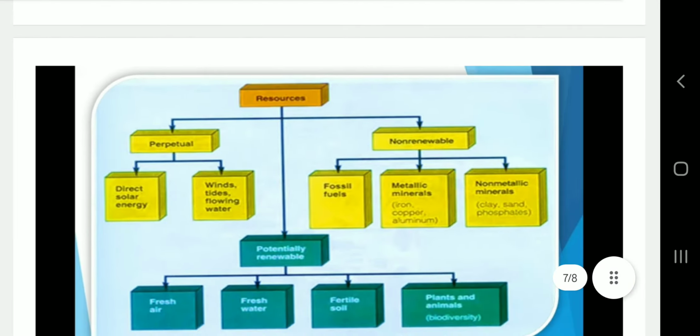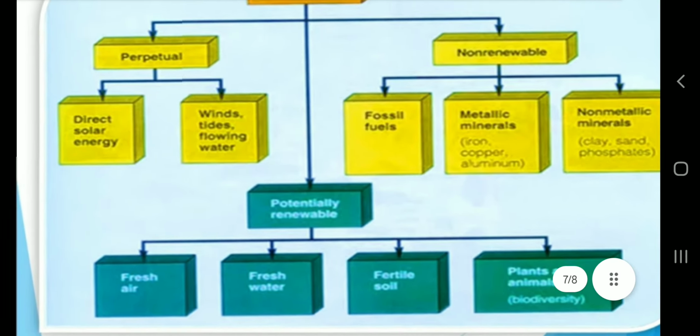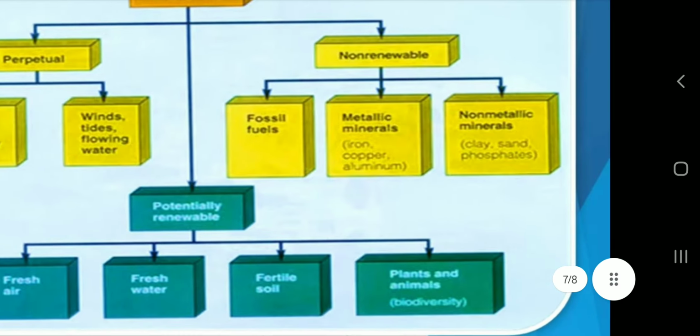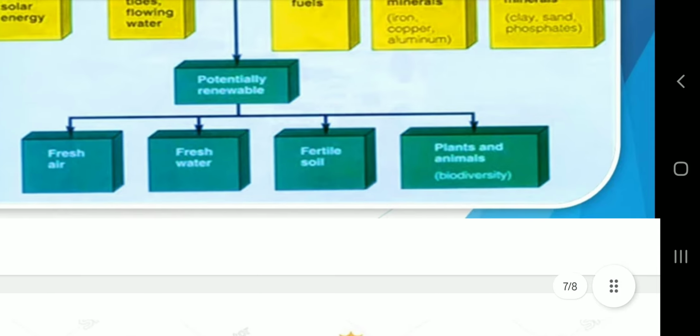So again, this is the flow chart of resources. Resources have been classified as perpetual and non-renewable. Perpetual means renewable resource. Under perpetual you have direct solar energy, wind, tide, flowing water. Then under non-renewable you have fossil fuel, metallic minerals, non-metallic minerals. I've also told you that third category, which is potentially renewable. Provided ample time is given, they can renew themselves, like fresh air.